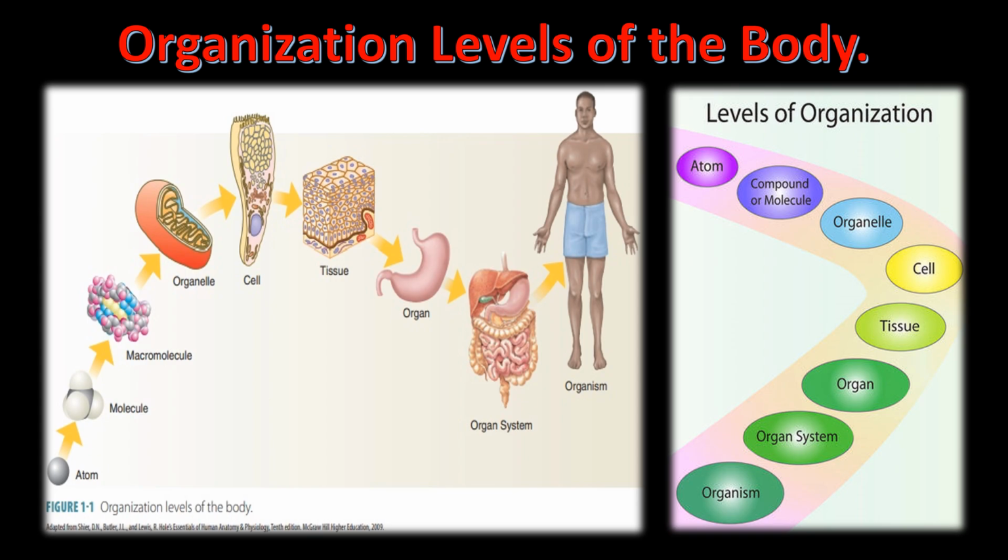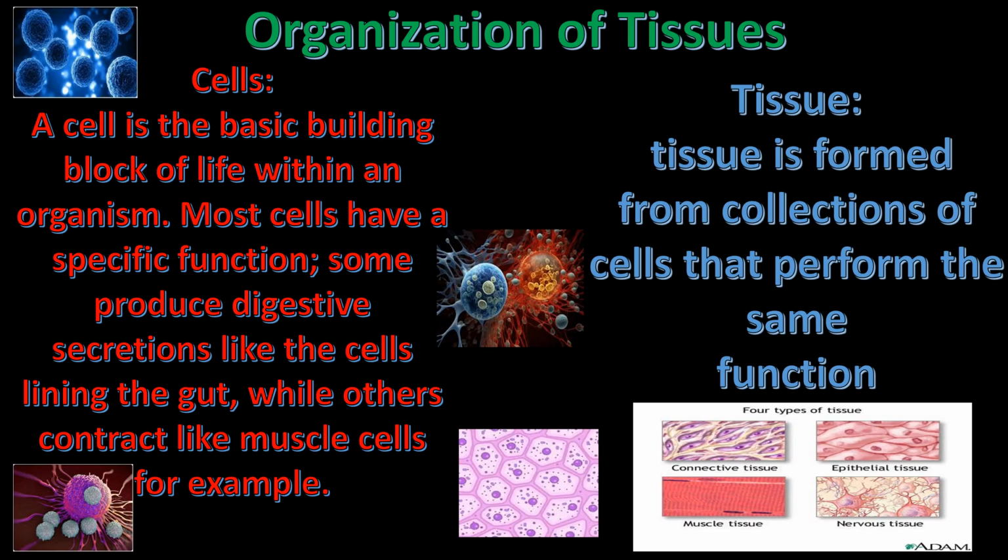Right here we have some examples of the organization levels. Organization of tissue. Cell. A cell is the basic building block of life in an organism. The tissue is formed from a collection of cells that perform the same function. Right here we have four types of tissue: the connective tissue, the muscle tissue, the epithelial tissue, and the nervous tissue.